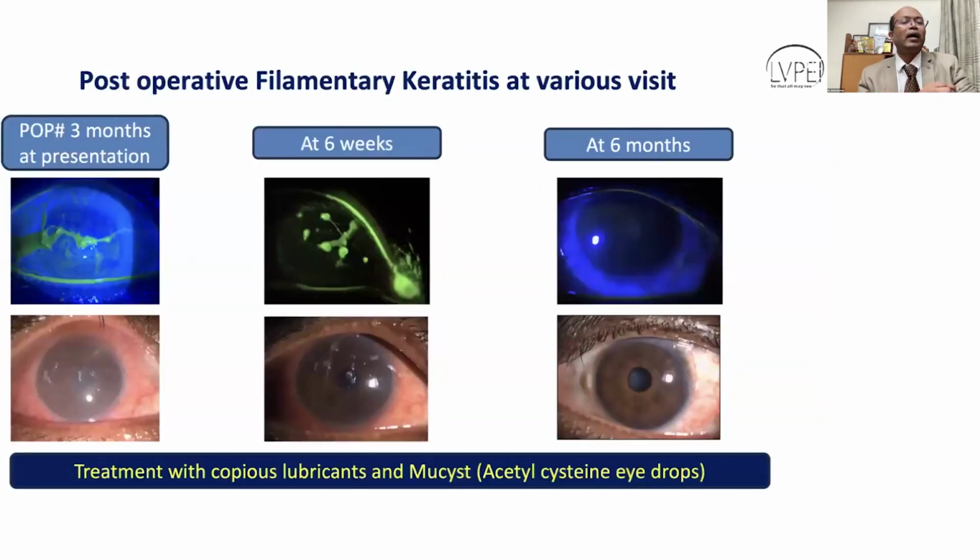However, at 3 month follow-up, he presented with filamentary keratitis, and you can appreciate how on multiple subsequent visits his course was waxing and waning over a period of 6 months. At the end of 6 months, with copious lubricants and mucolytic eye drops, we were able to treat his filamentary keratitis.